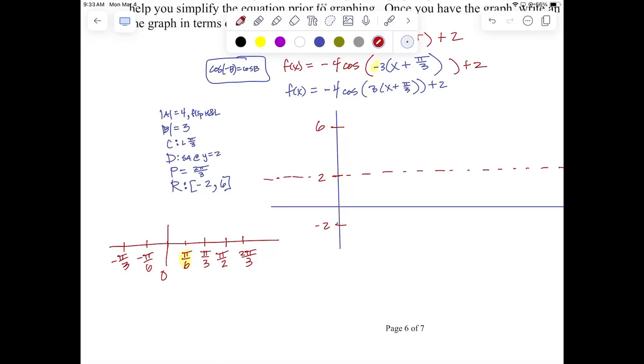All right, now notice I'm moving the graph left pi thirds. So I'm picking the graph up and moving it over how many critical values? 2. I'm just moving it over to the left 2 critical values. No big deal. There's my new y-axis right there at negative pi thirds.